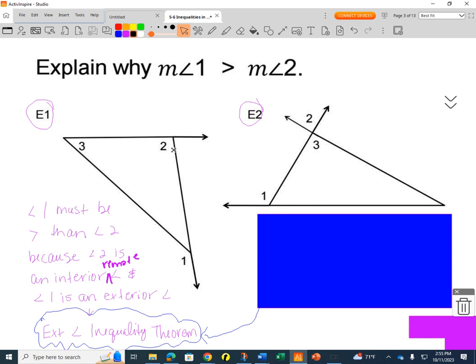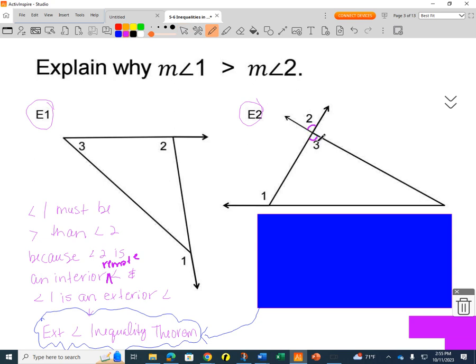And this one, why is angle 1 greater than angle 2? Well, angle 1 is an exterior angle from this triangle. Angle 2 is also an exterior angle, but we have to pull in some of the stuff that we know from other lessons, from our base knowledge or fundamentals we've been learning. So angle 3 and angle 2 are formed by crossing lines. That means angle 2 and angle 3 are congruent because they are vertical angles.